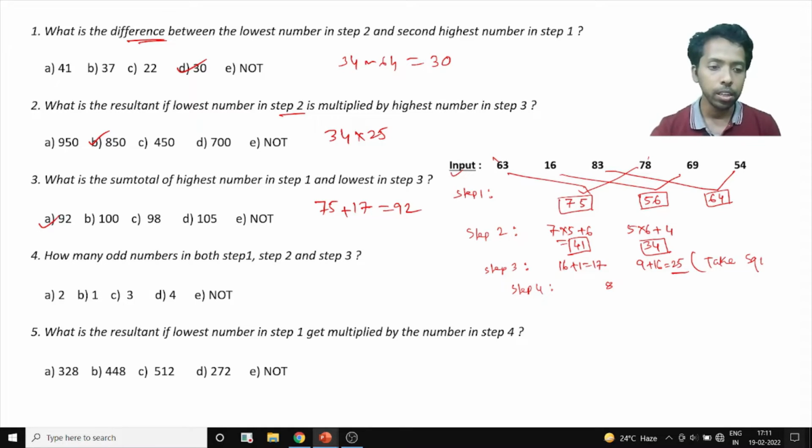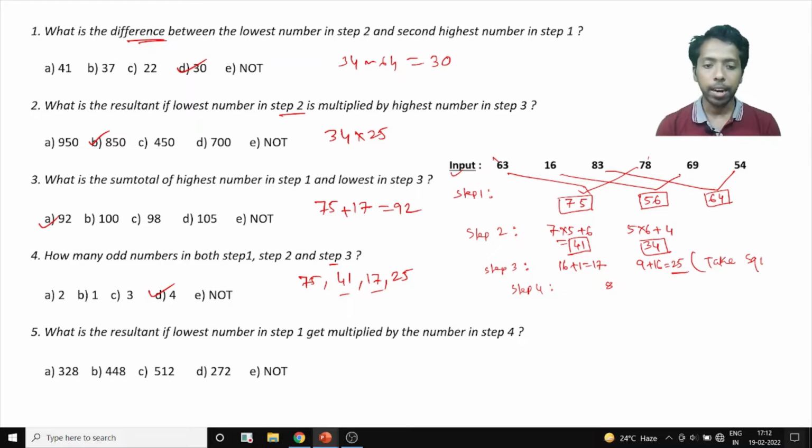Question number 4 here. How many odd numbers in both step 1, step 2 and step 3? How many odd numbers, right? Odd numbers, that is 75 here. Okay, 41 here, step 1, step 2 and step 3. 17 here, 25, right? So 4, option D. One thing you should remember, that if it would ask that how many prime numbers are there, then only 41 and 17, two prime numbers, right?